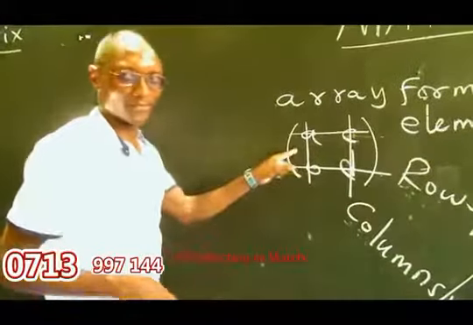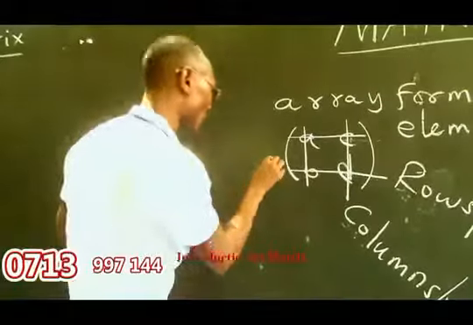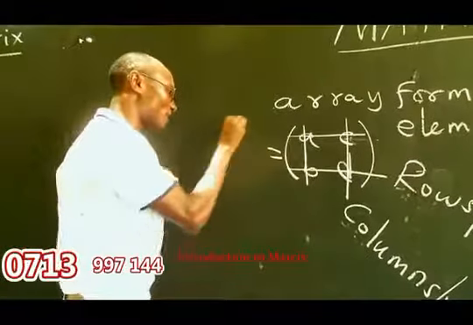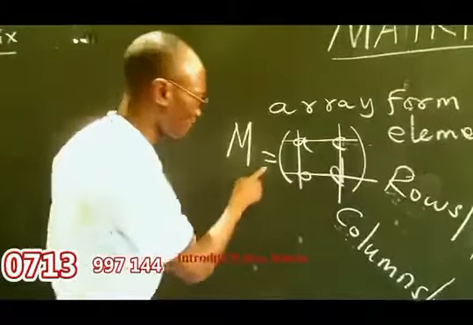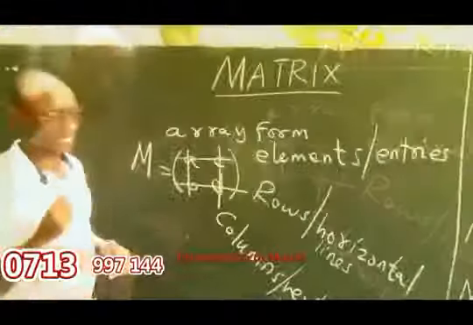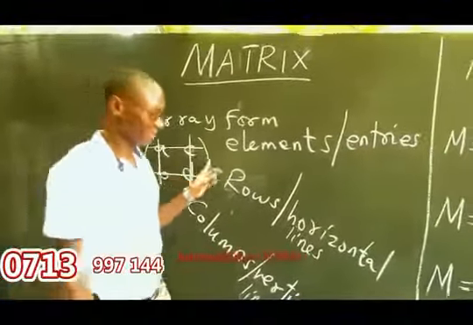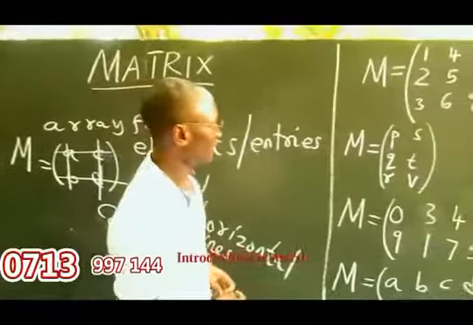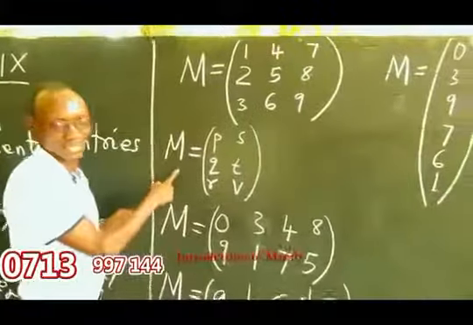This matrix is denoted by a capital letter M. So here we can write matrix M. It is represented by a capital letter M. Best friend, this is the example of matrix. Another example of matrix is this one.